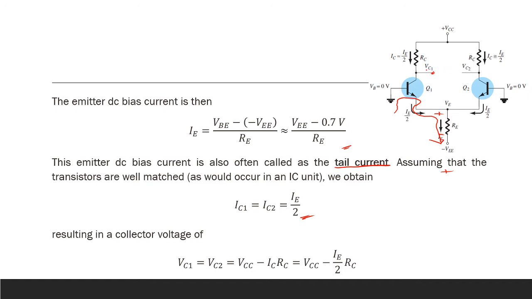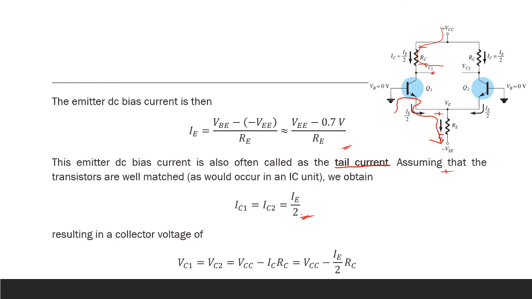So, take note, it's the collector DC that we are discussing. The DC voltage at this point, we can loop from this point: VCC, going to RC, going to VC. So the loop here will be VCC minus ICRC, wherein IC is IE over 2, plus VC1.